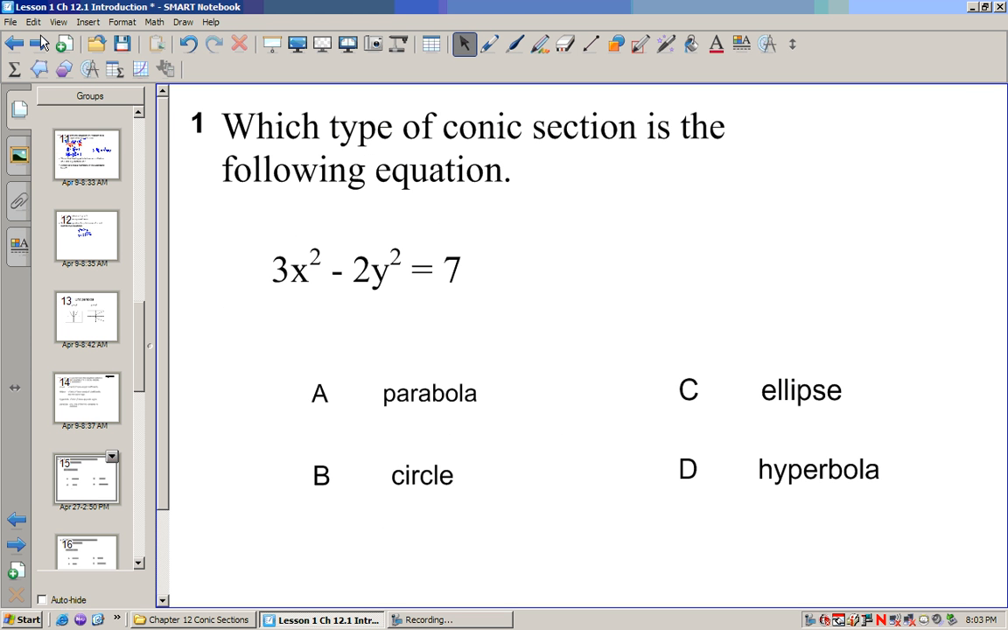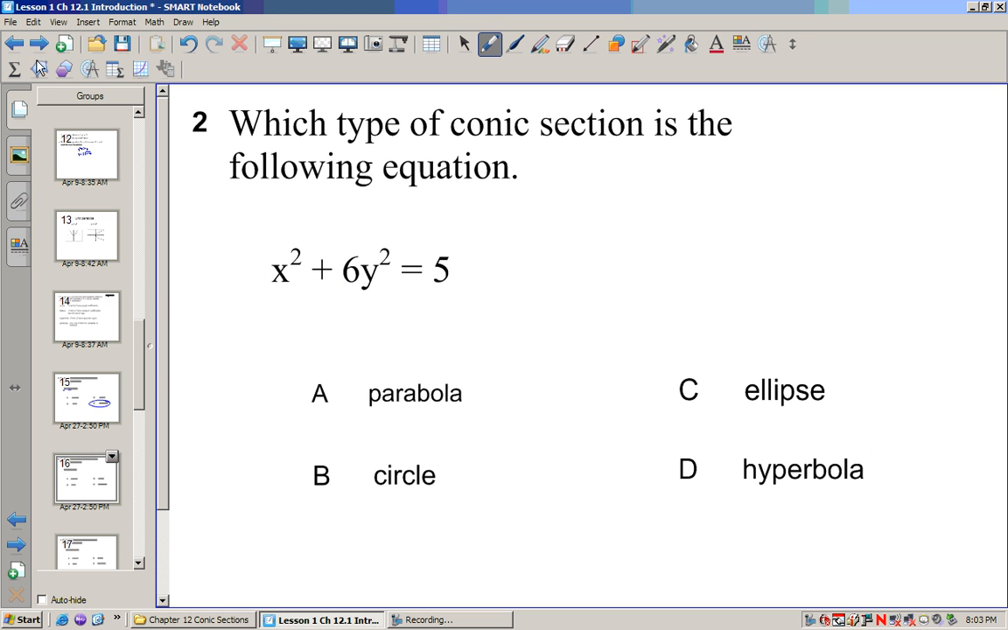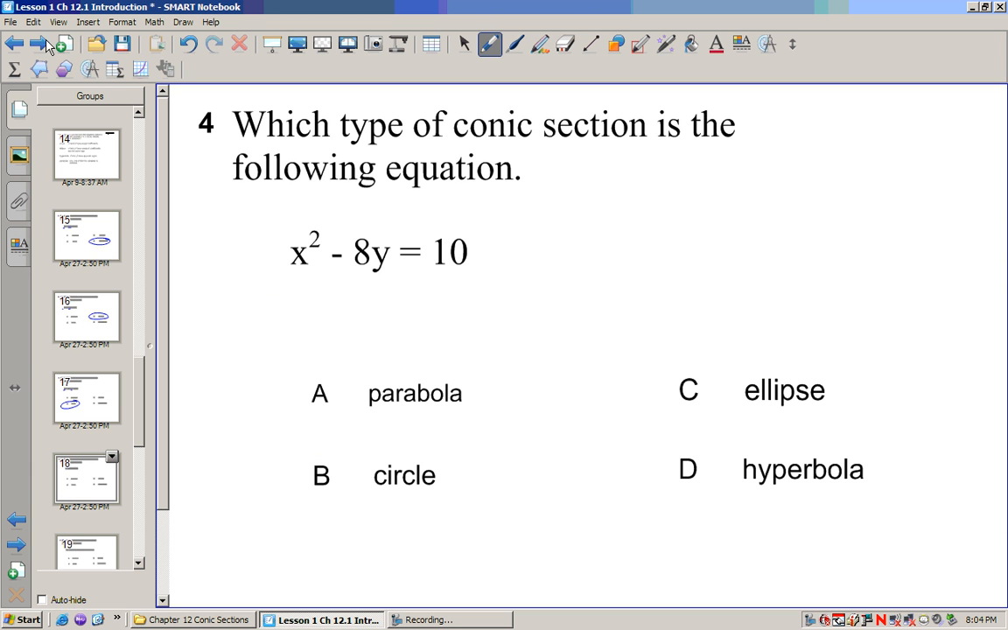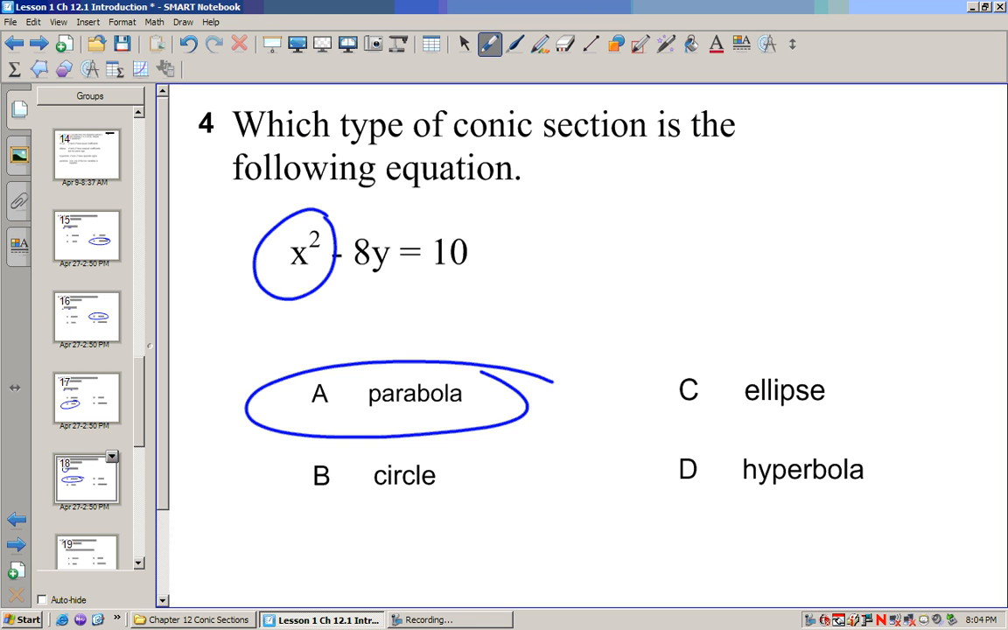So which of the conic sections is this? Well, we have 3 and a negative 2. So the coefficients in front of x squared and y squared have opposite signs, so we know it's a hyperbola. Now, the coefficients before x squared and y squared are both positive, but unequal, so we know this has to be an ellipse. These coefficients in front of x squared and y squared are exactly the same, so it has to be a circle. We have an x squared, but no other squared, so it has to be a parabola.